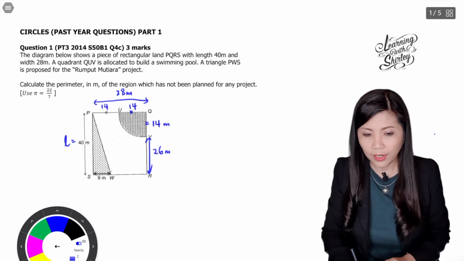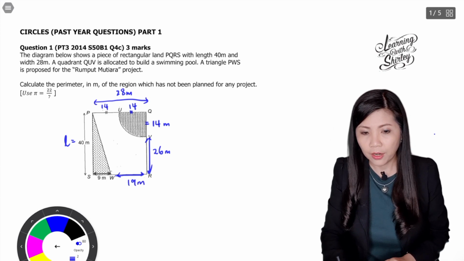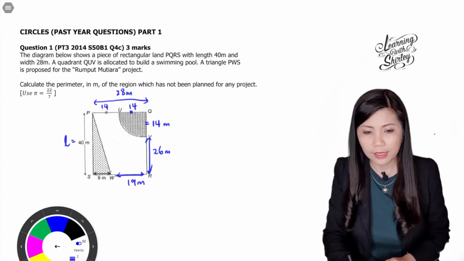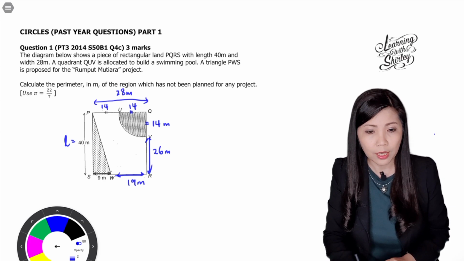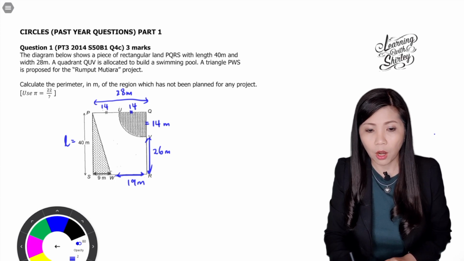And to find WR, we're going to use 28 minus 9, which is 19 meters. So here, a quadrant QUV is allocated to build a swimming pool. A triangle PQWS is proposed for the Rumput Mutiara project. So calculate the perimeter of the region.